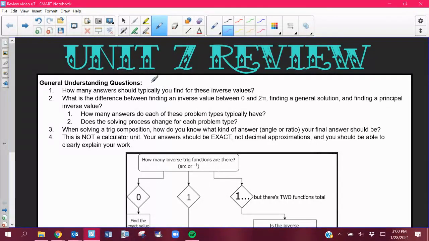So how many answers should you typically find for inverse values? I'm going to give you a hint. It's 2. Please don't forget to find your second quadrant when you're looking at most of these problems.